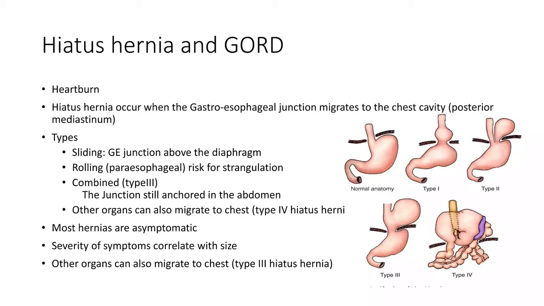The third type is the combined one, where you have both migration of the gastro-esophageal junction into the posterior mediastinum, very high above the diaphragm, and also part of the stomach that doesn't get pulled up, similar to this one, but it goes in and it can roll around the lower esophagus. Again, this type is dangerous and can lead to incarceration.